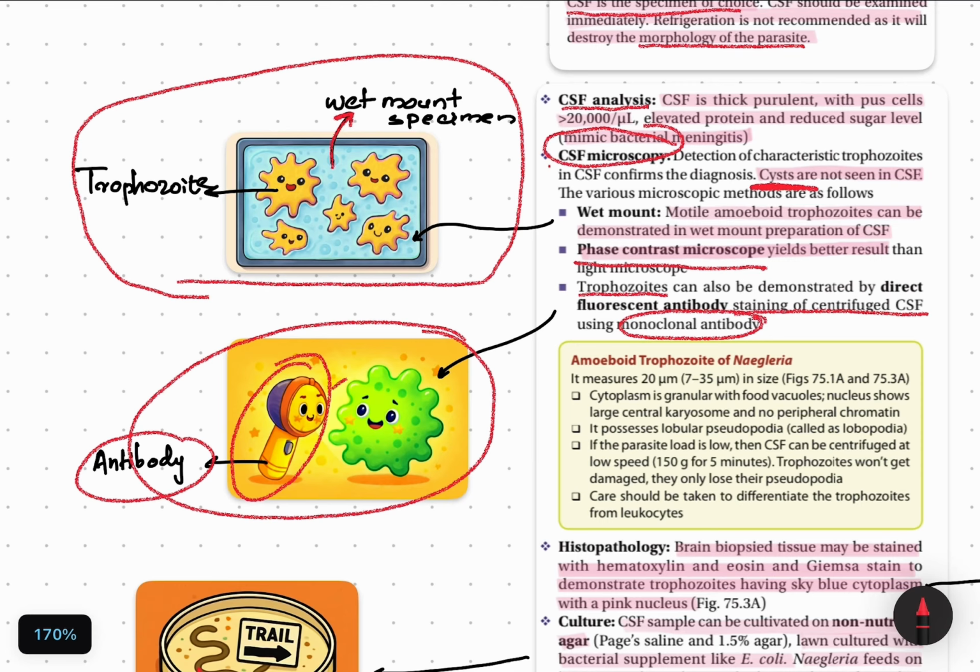So two things when you are doing CSF microscopy: first think there is a bathtub filled with so many amoebas. In the wet mount specimen, you see amoeboid trophozoites, there is no cyst form, and trophozoites can also be demonstrated by direct fluorescent antibody.